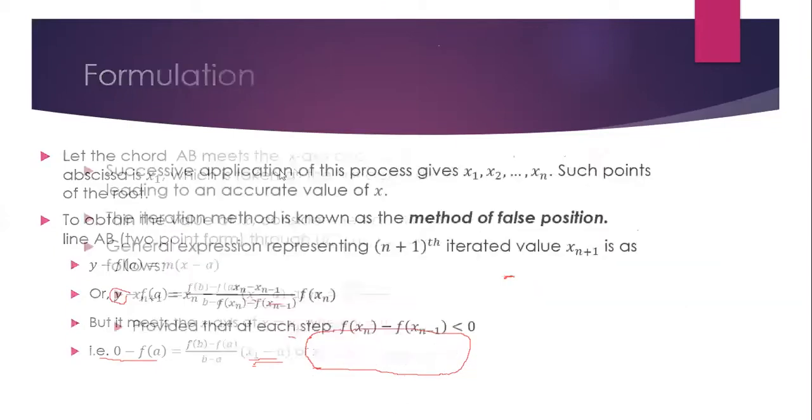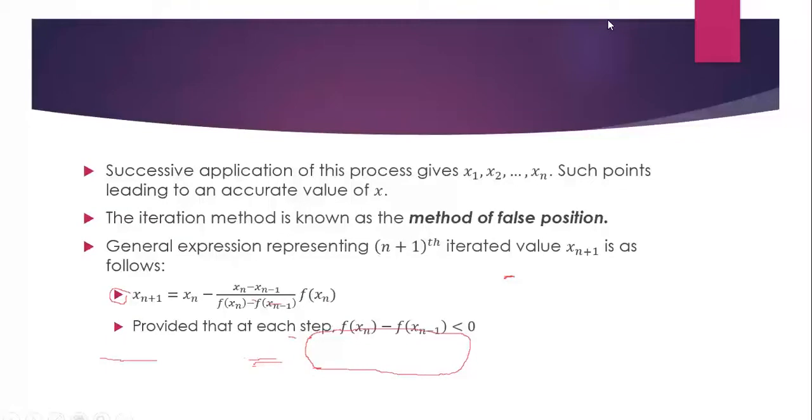Next, we just have to do a successive application of the formula that we got for x1. Similarly, at the (n+1)th iteration we have x(n+1) equal to xn minus (xn minus x(n-1)) by (f(xn) minus f(x(n-1))) into f(xn), provided that at each step f(xn) times f(x(n-1)) is less than 0. Either a maximum number of iterations will be given, or an error value will be given, and you have to achieve an error less than that particular threshold.